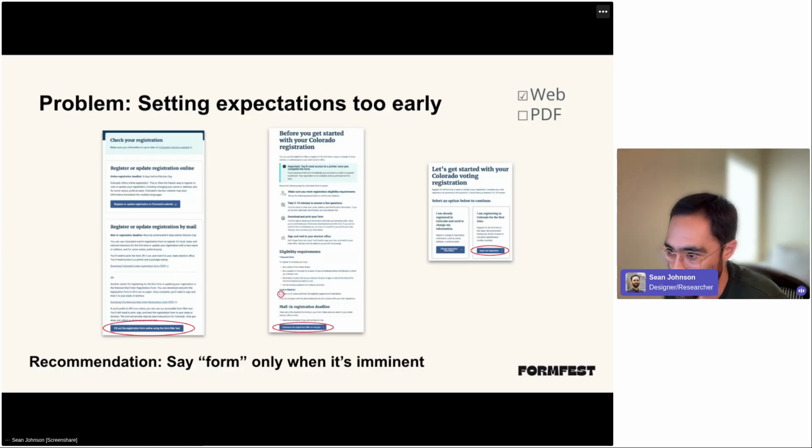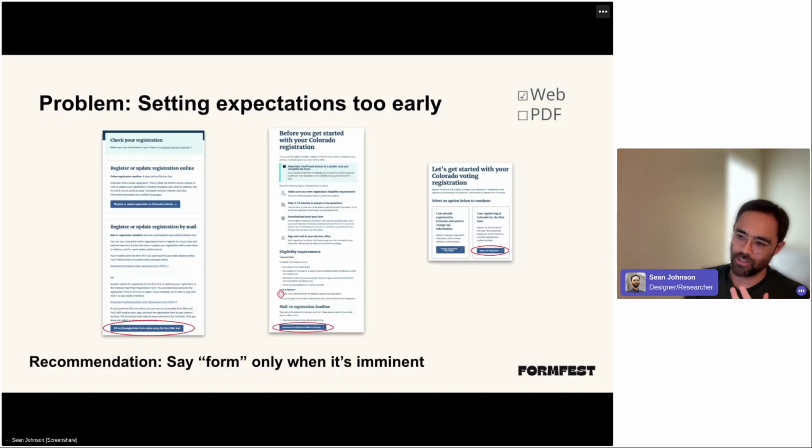Okay, it says continue to the digital form filler on vote.gov. So now they expect more forms because that's what the button says. And so they get to this page and there are no forms now. And so eventually they realize that there's a button. It says begin new registration. So the recommendation here being something like saying form only when it's imminent.